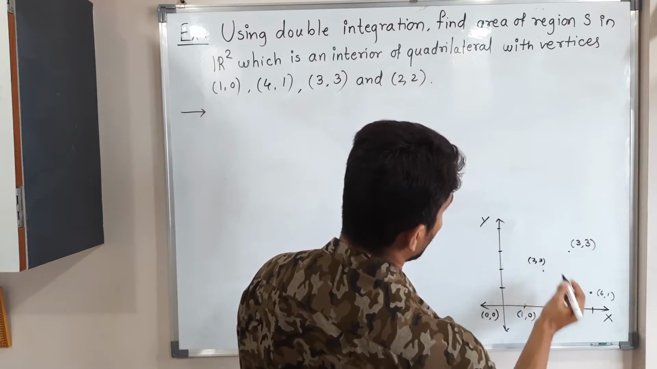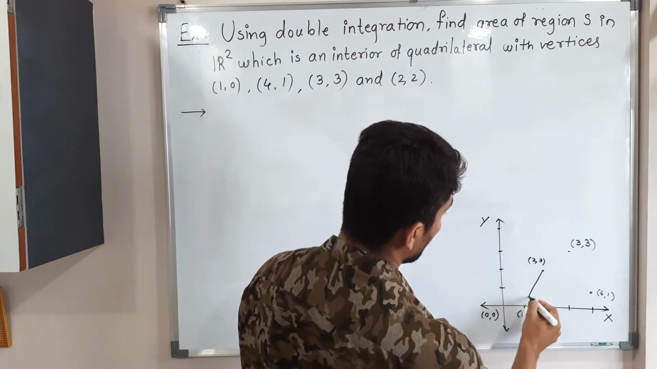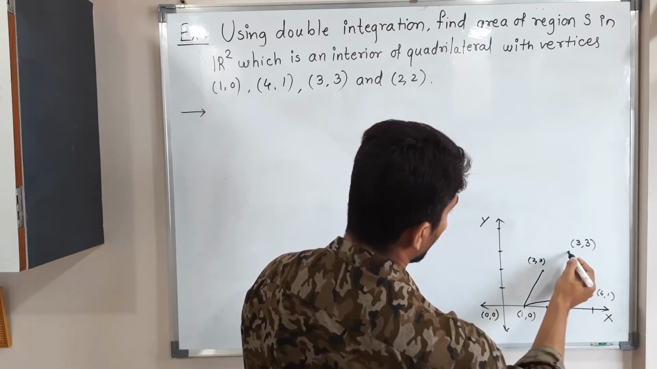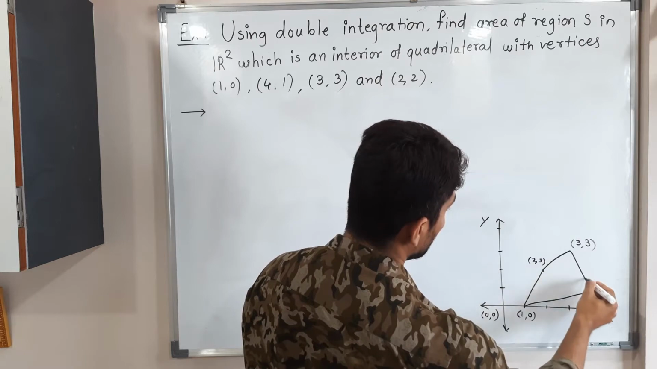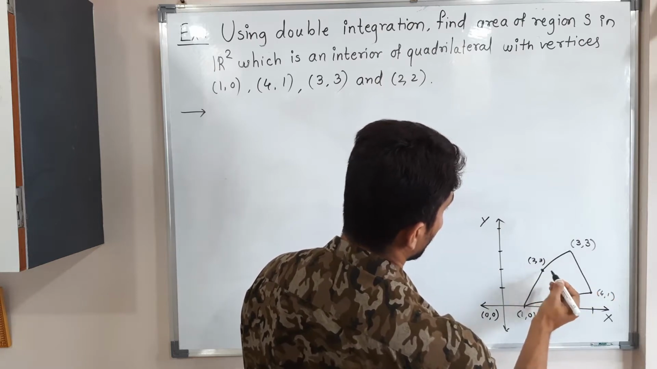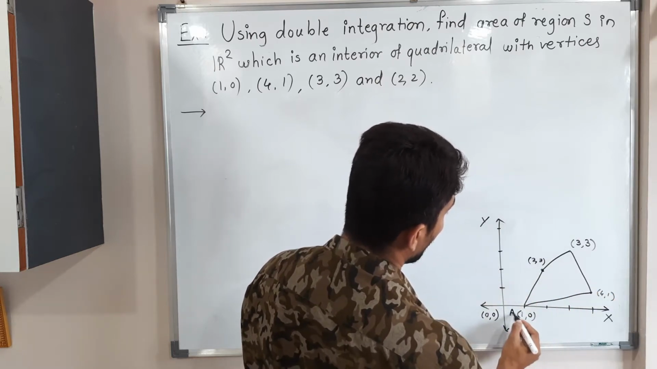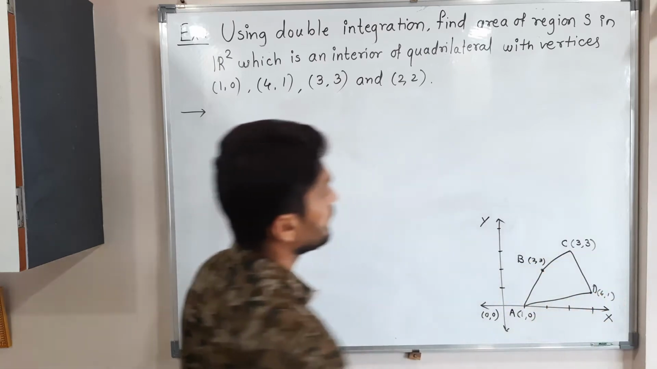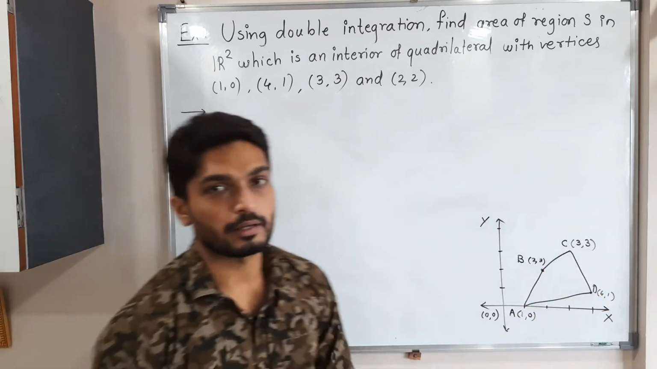If you join those points, we will have this quadrilateral. I will give some names to the vertices: A, B, C, D. So we have to find the area of this quadrilateral ABCD.